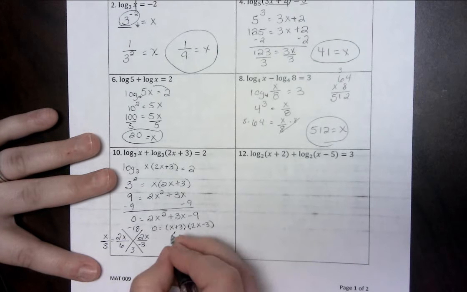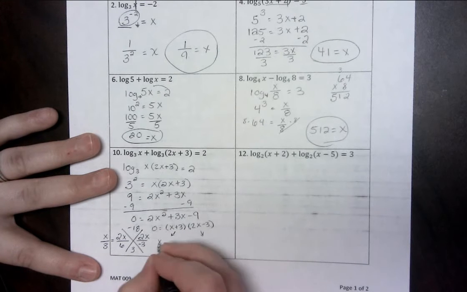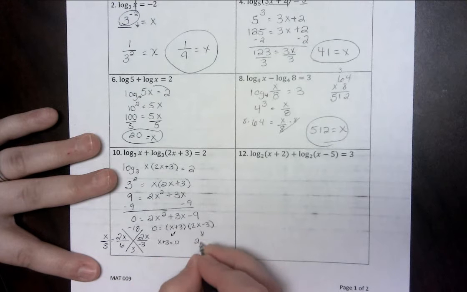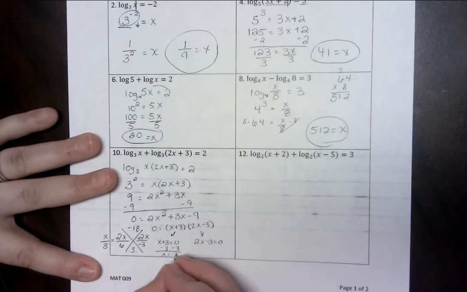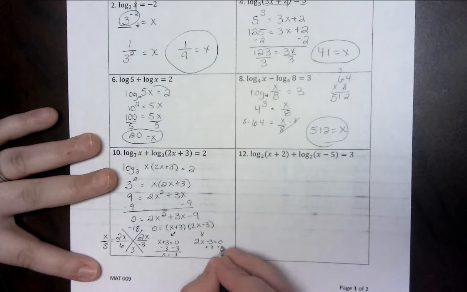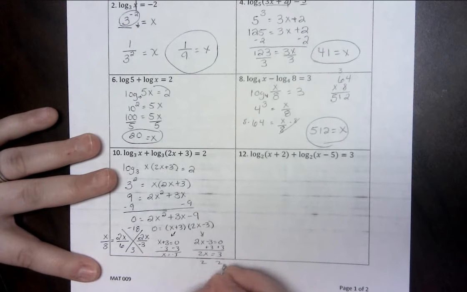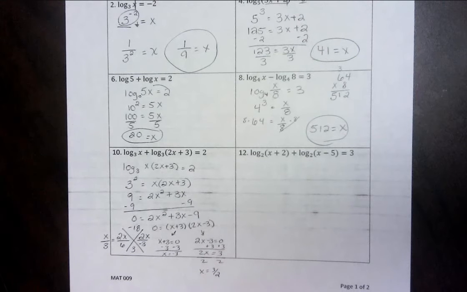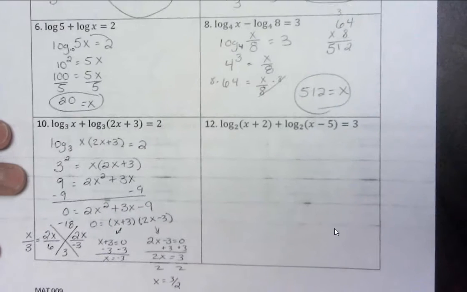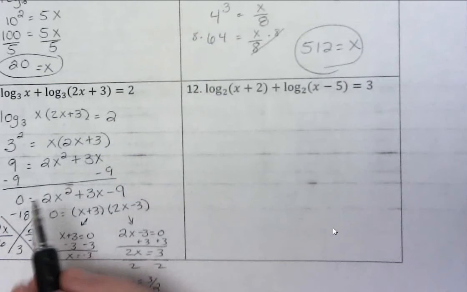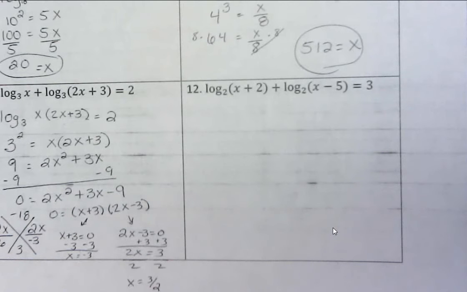And then you set each of these equal to 0 and solve. So minus 3 on both sides, and then plus 3, and then divide by 2. And so now we take each of those answers. I'm not sure if y'all can see that, handwriting's a little small. So we've got answers of negative 3 and positive 3 over 2.